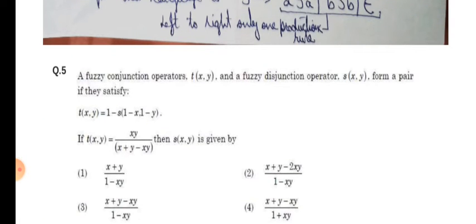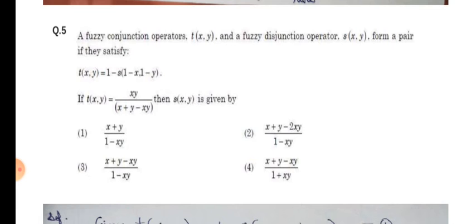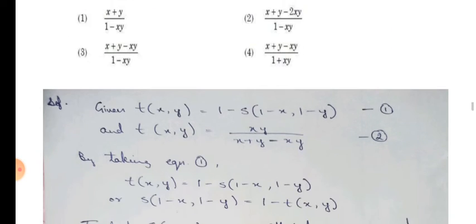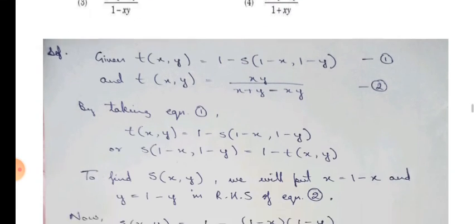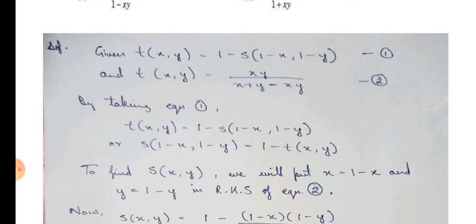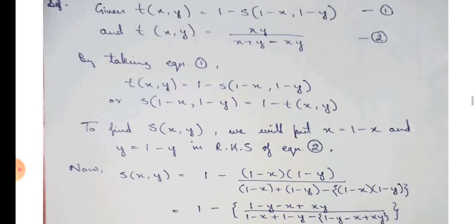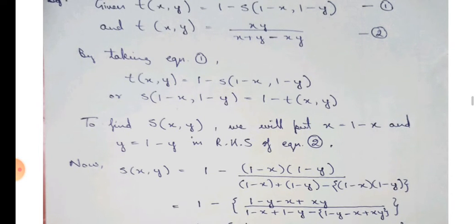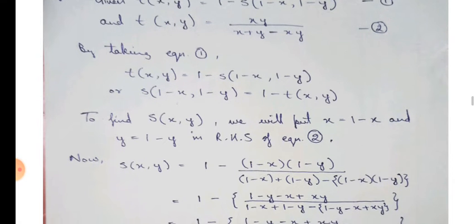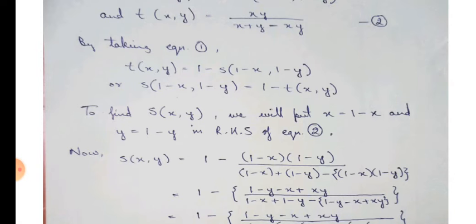A fuzzy conjunction operator T(x,y) and a fuzzy disjunction operator S(x,y) form a pair if they satisfy the given conditions. We have to find the value of S(x,y). Now coming to the solution, given T(x,y) is equal to 1 minus S(1 minus x, 1 minus y), taking it as equation 1, and T(x,y) is equal to xy divided by x plus y minus xy, taking it as equation 2. By taking equation 1, T(x,y) is equal to 1 minus S(1 minus x, 1 minus y), or we can say that S(1 minus x, 1 minus y) is equal to 1 minus T(x,y).